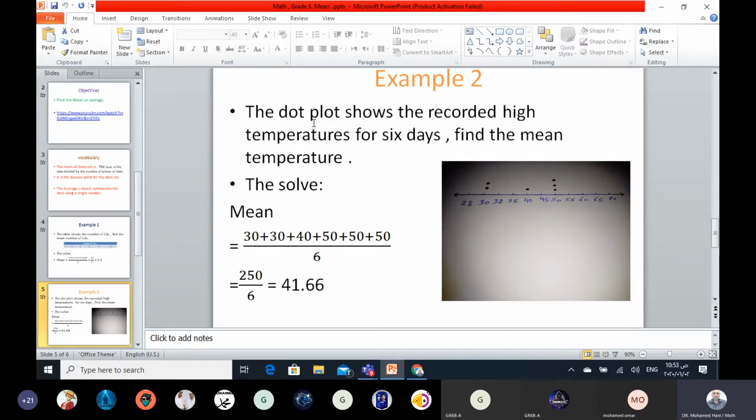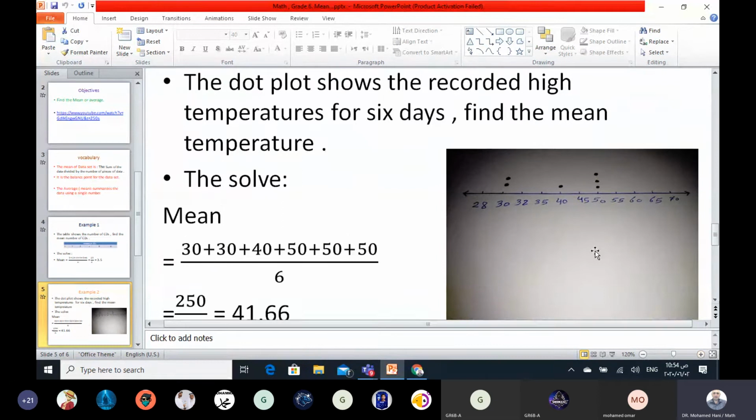The second example here is the dot plot. When I say dot plot or line plot, it is the same meaning. The dot plot shows the recorded high temperatures for 6 days. Find the mean temperature. We have two days with temperature 30, one day with 40, and three days with temperature 50. This is the data.